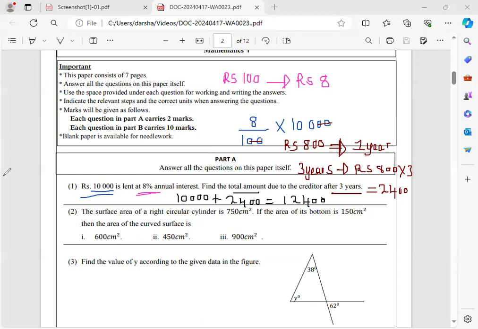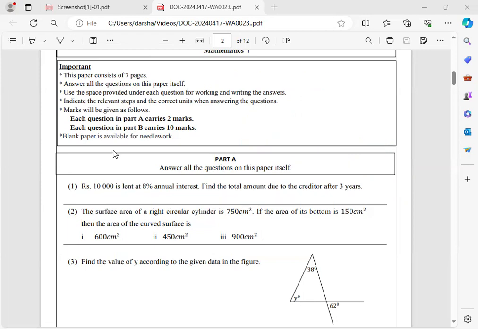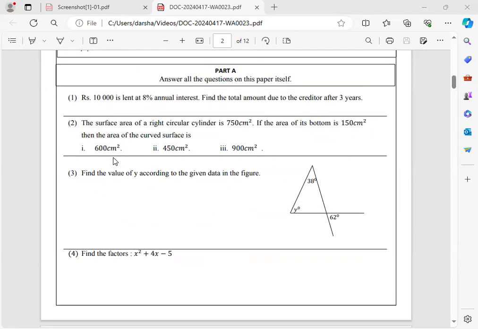Okay, I hope you have all done with this, so we'll move to question number 2. The surface area of a right circular cylinder is 750 centimeters square. If the area of its bottom is 150 centimeters square, then they are asking for the area of the curved surface.